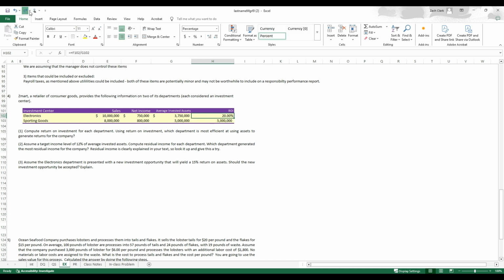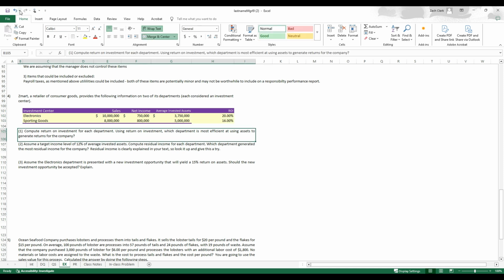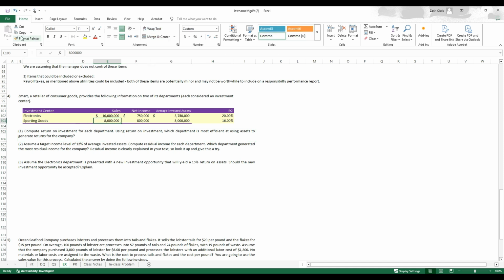So he gets rid of the little border on the bottom. And I know I'm being super picky, but here I can do this. That looks better. Okay. So that's number 1. And the electronics is more efficient. We can see here it's got a higher return on investment. Assume a target income level of 12% of average invested assets. Compute residual income for each department. Which department generated the most residual income?